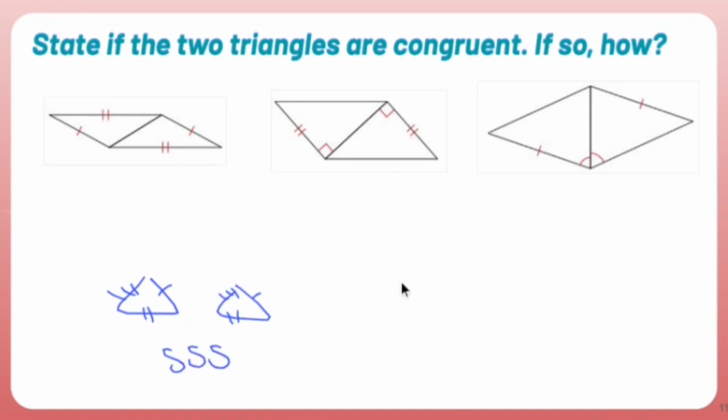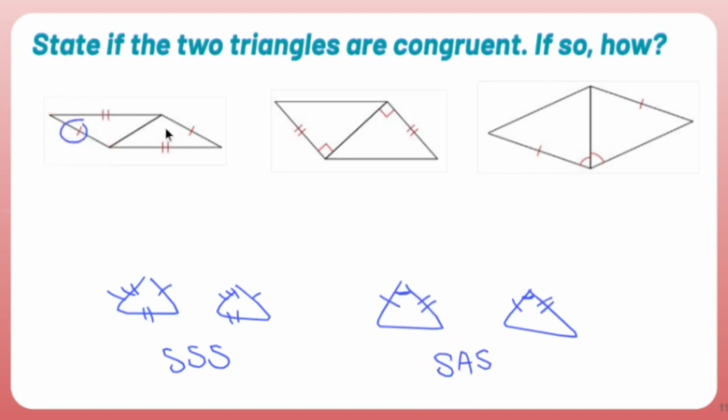This is where you have to be a little bit more careful. SAS says that if that side is congruent to that side, and that side is congruent to that side, the angle in between, the included angle, has to be congruent too. Okay, SAS, where the angle is in between. So these are the 2 methods that we're going to look at.